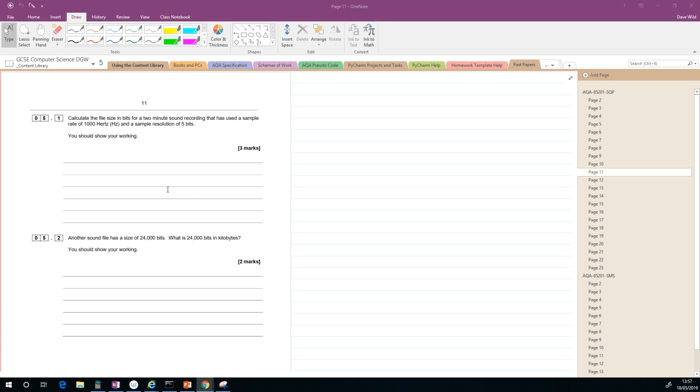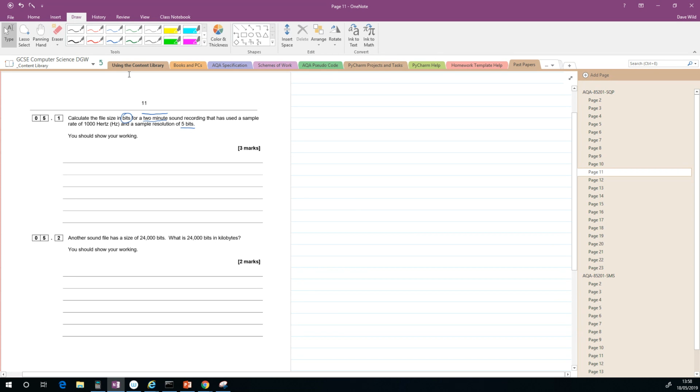Okay, so question 5. It says calculate the file size in bits. In bits. This is important. Of a 2-minute sound recording that has a sample rate of 1000 hertz and a sample resolution of 5 bits. Okay, now how do we do that?